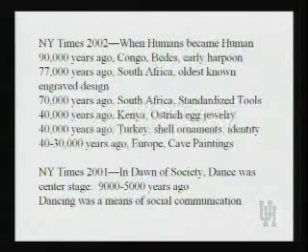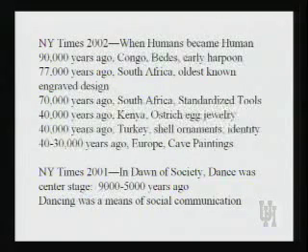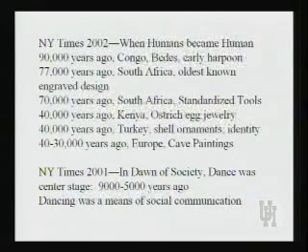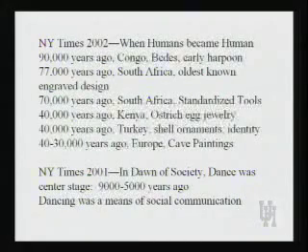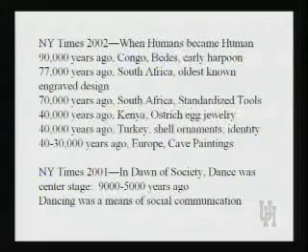Here we have the oldest art, the oldest engraved design, a kind of timeline. In South Africa, standardized tools 70,000 years ago; 40,000 years ago in Kenya, ostrich egg jewelry; 40,000 years ago in Turkey, shell ornaments. 40 to 30,000 years ago in Europe, cave paintings. So this is the earliest art, and these are all totems. Dance was center stage 9,000 to 5,000 years ago. Dancing was a means of social communication and also acting out totems. And again, here is the beginning of the art and the decorative sense.